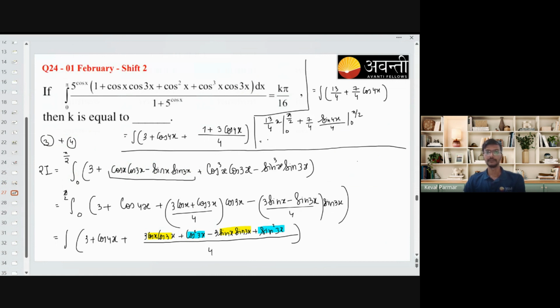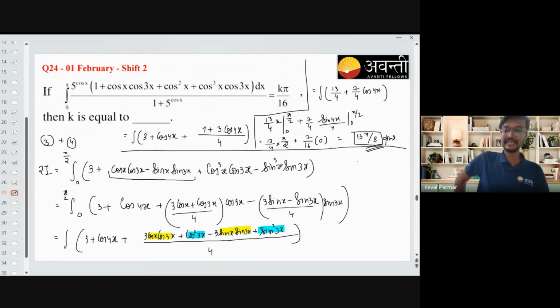So what we'll get, guys? We'll get 13 by 4 into pi by 2 plus 7 by 16 into sin 2 pi, which is 0. So that means our final answer is 13 pi by 8. This is our answer, 13 pi by 8. This is again an integer type question, guys. So that means we have to leave it here, which is 13 pi by 8.